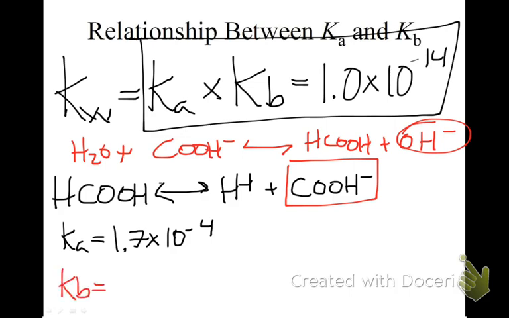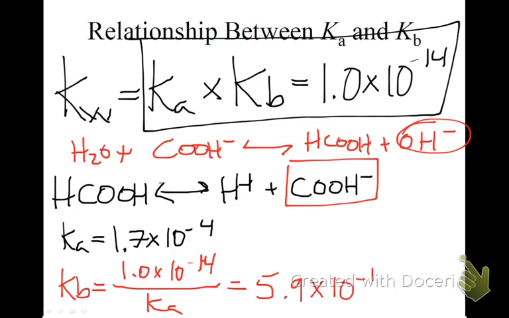So the Kb for this reaction, the one up here on top, we would get by using this relationship right here. We've got the Ka, we know the equilibrium constant for water, so let's find the Kb. If we just rearrange this, 1.0 times 10 to the negative 14th divided by the Ka value, which is 1.7 times 10 to the negative 4th. That'll give us our Kb, and Kb is 5.9 times 10 to the negative 11th.